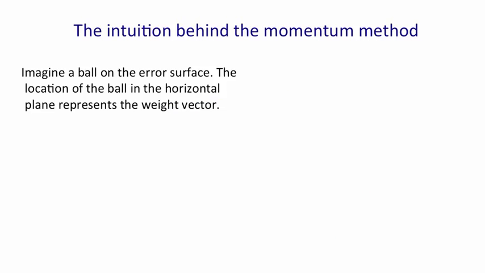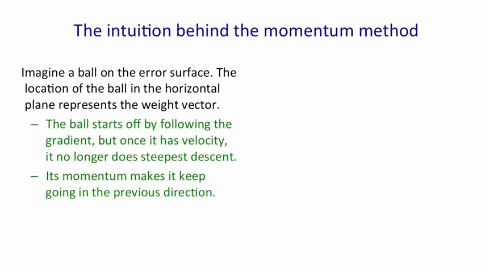I'm going to start with the intuition behind the momentum method. So we think of a ball on the error surface where the location of the ball in the horizontal plane represents the current weight vector. The ball starts off stationary, and so initially it will follow the direction of steepest descent. It'll follow the gradient. But as soon as it's got some velocity, it'll no longer go in the same direction as the gradient. Its momentum will make it keep going in the previous direction.